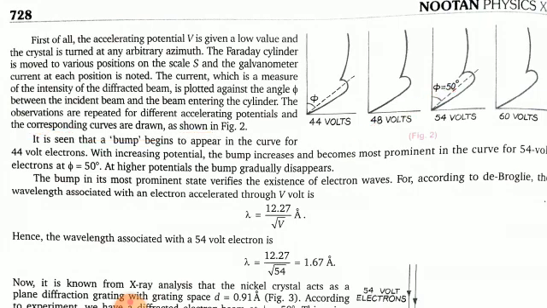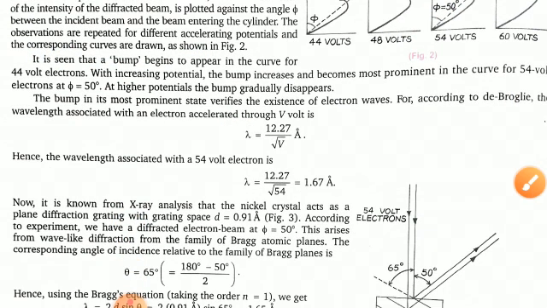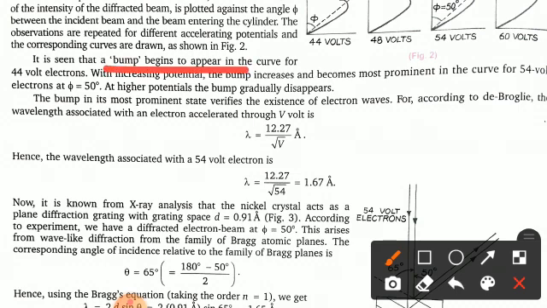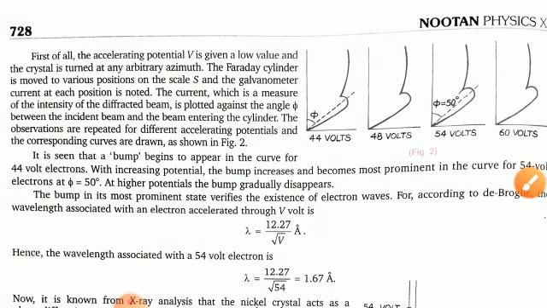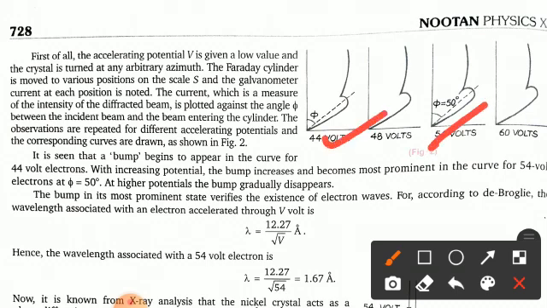You can see here that a bump begins to appear in the curve for 44 volt electrons. With increasing potential the bump increases and becomes most prominent in the curve for 54 volt electrons, which is at phi equals 50 degrees. At higher potentials the bump gradually disappears. You can see easily from this figure. These figures demonstrate that. So the bump in its most prominent state verifies the existence of electron waves.